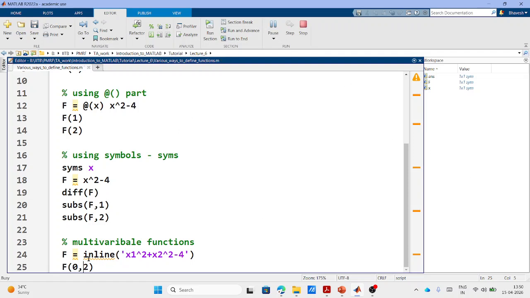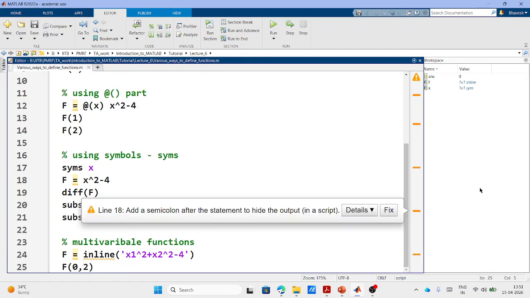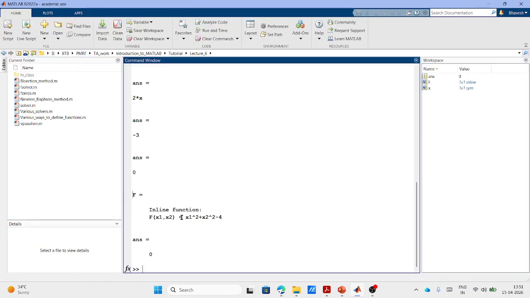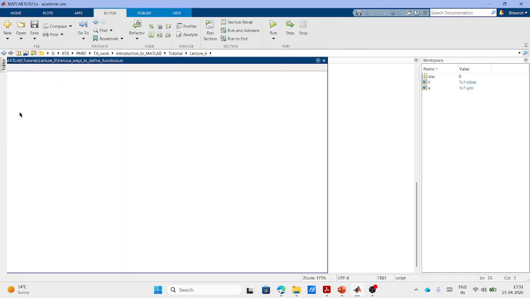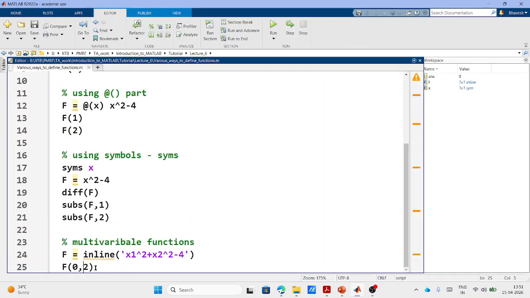How do I understand whether the function has created two variables or not? If you see, when you run such an inline function, you find that the inline function has two variables x1 and x2, right? So when you are calling this function, you have to provide two values of the independent variable to find the value of the function at that particular point, right?